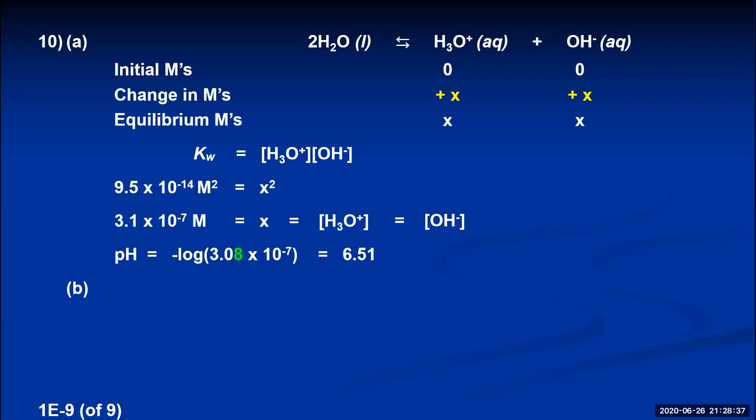What's the definition of an acidic solution or a neutral solution or a basic solution? An acidic solution has a higher concentration of hydroniums than hydroxides. A basic solution has a higher concentration of hydroxides than hydroniums. A neutral solution has equal concentrations of the two. And as it happens at 60 degrees Celsius, when you're at a pH of 6.51, that's when you have equal concentrations of the two different components. So therefore, this solution is neutral because the concentration of hydroniums and hydroxides are equal when the pH is 6.51.